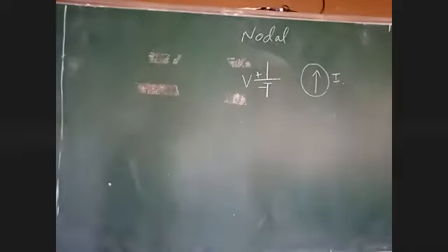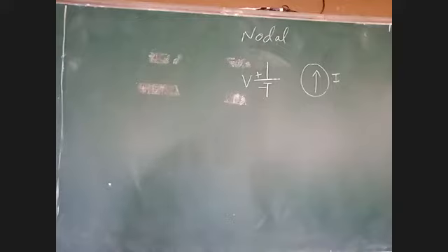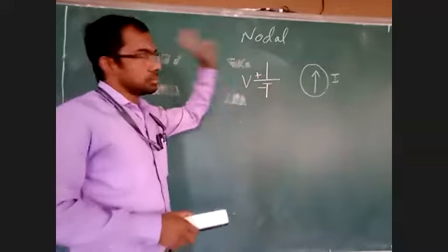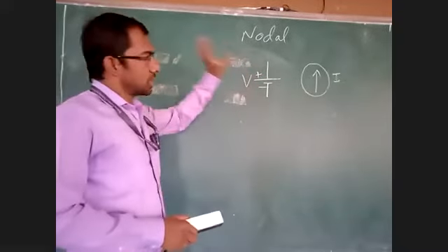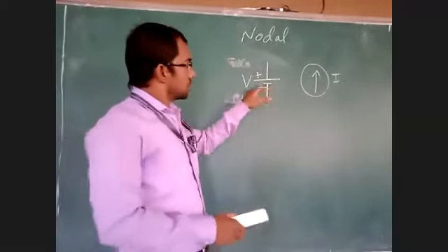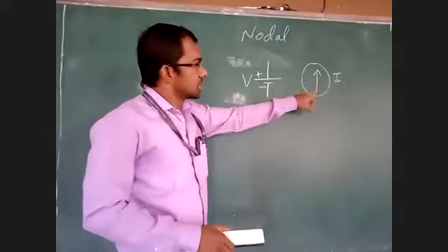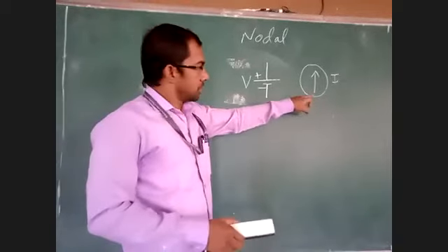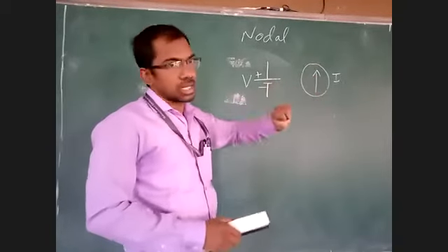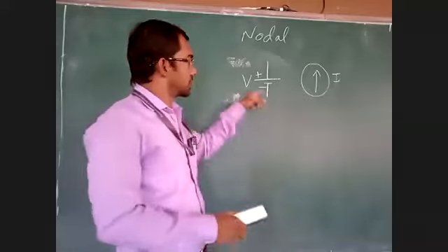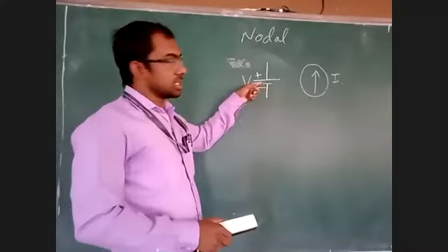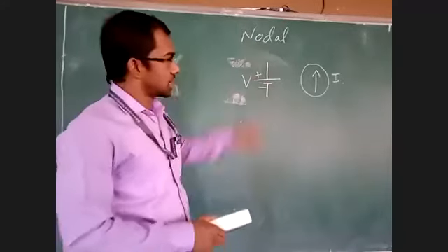Remember that in a voltage source, current always flows from negative terminal to positive terminal. Okay. So see, this is the symbol for the current source. The arrow is represented in the upward direction because current flows from negative to positive in the upward direction.